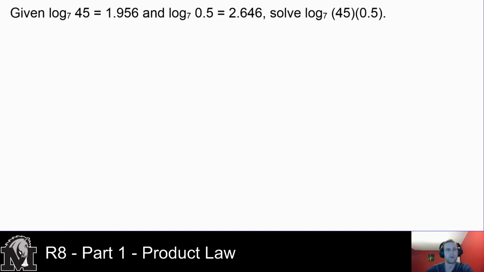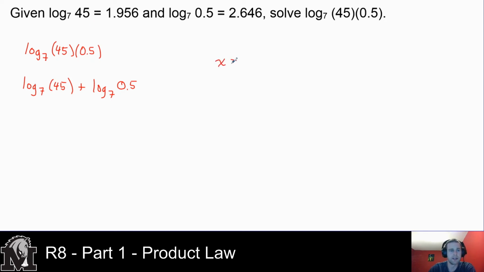One more question to run through. We're given log base 7 of 45 is equal to 1.956, and log base 7 of 0.5 is 2.646. We're asked to solve log base 7 of 45 times 0.5. So we're basically going to do the same thing we did before. We're going to separate this into two separate logarithms. But now we're given some information here. So we could do the same thing we did before.